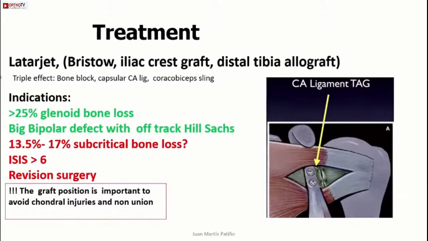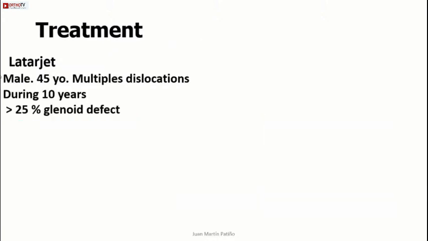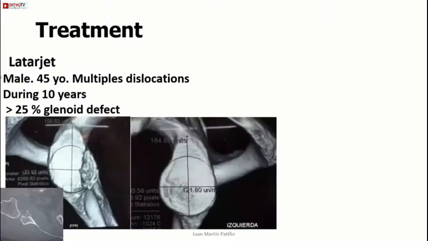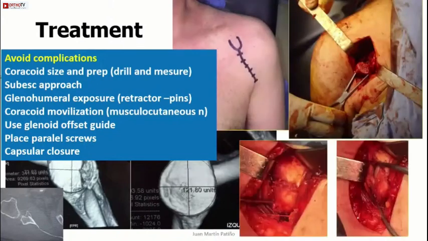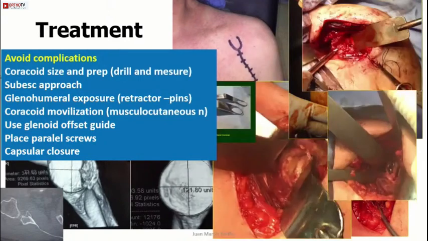The graft position is important to avoid condyle injuries and non-unions. And this is the typical patient for our Latarjet indication: multiple dislocations, more than 25% defects. It's important to follow the different steps proposed to avoid complications, because as we know, Latarjet sometimes has several complications.